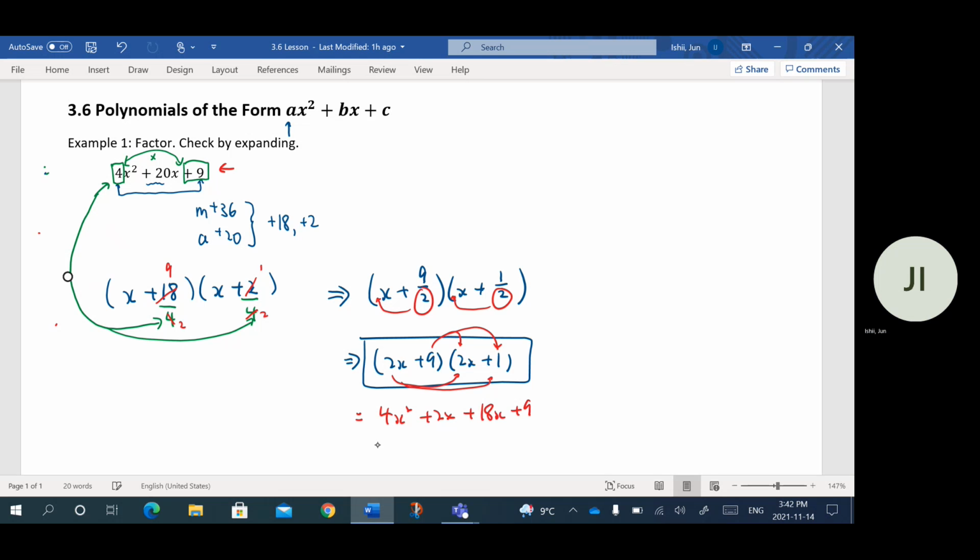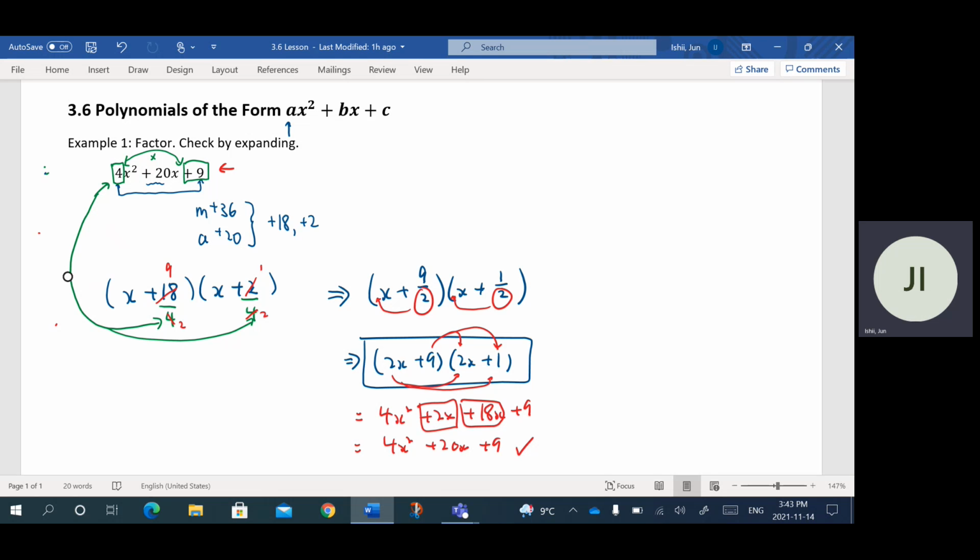And if I collect my like terms, I get 4x squared. I can put these two together, so 2x plus 18x is 20x. And then I have the plus 9. And if I compare this with what we started off with here, notice that it is the same polynomial. So we're done.